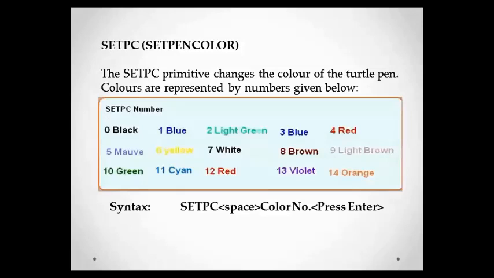The next command is set PC, that is set pen color. It will change the color of the pen. Till now, all the drawings you have done have been done using a black color pen. Every time the line appears black in color. If you want to change that color, then you need to use the command set PC or set pen color. Along with this command, you need to give the color code as well. The color codes are written here. You can use any of these numbers as your color code.